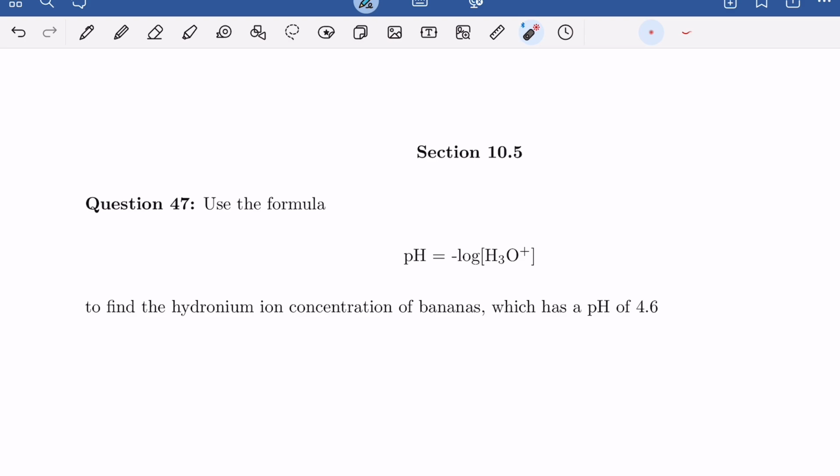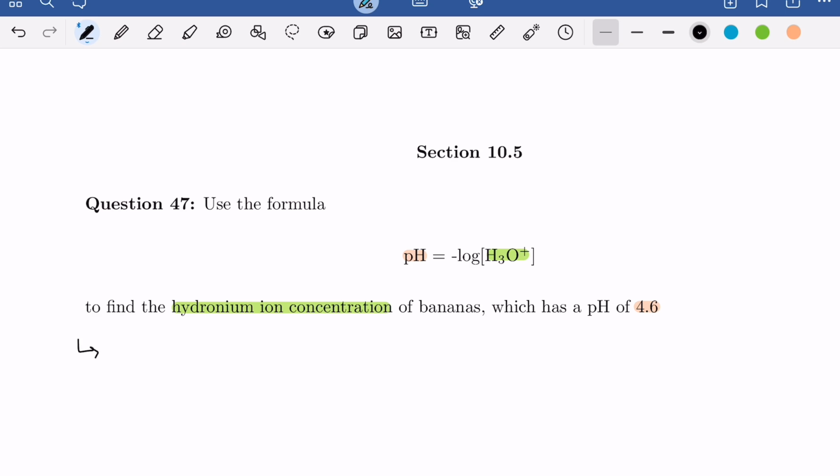All right, so this brings us to section 10.5, where we're going to be using common and natural logs in application problems. So for this first question here, we want to use this formula to find the hydronium ion concentration of bananas, which has a pH of 4.6. So using this formula here, we're going to plug in this value for our pH, and what we're trying to find is this hydronium ion concentration, which is given by that there.